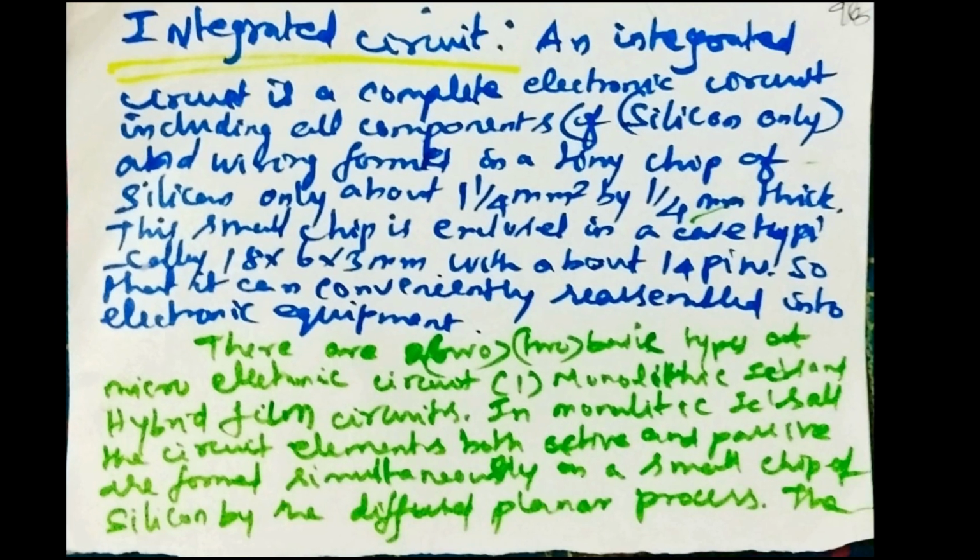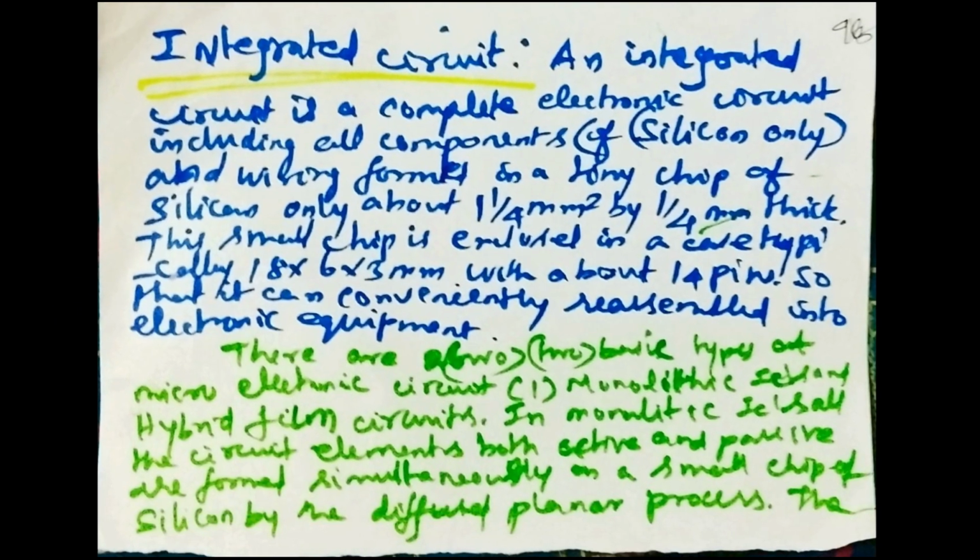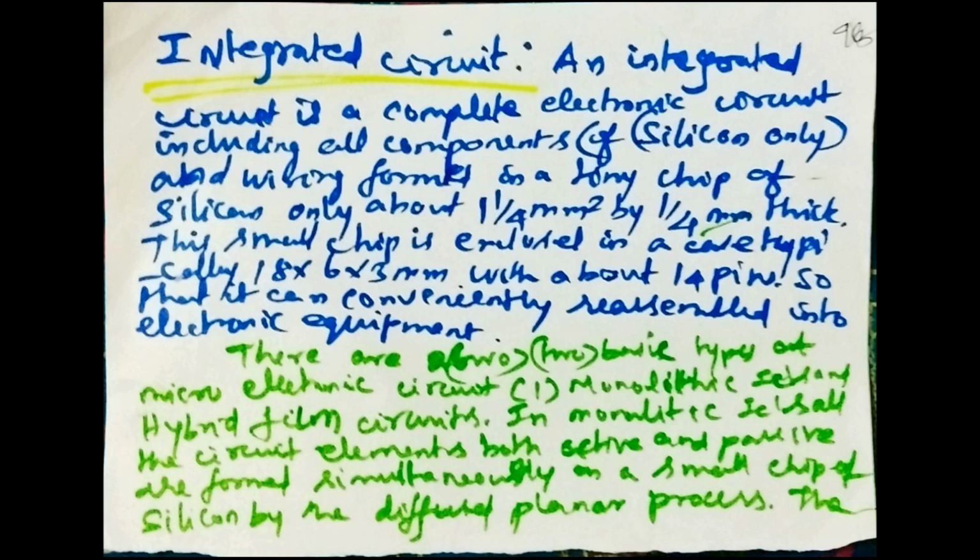Power electronics, integrated circuit. An integrated circuit is a complete electronic circuit including all components of silicon only and wiring formed in a tiny chip of silicon only about 1 by 4 millimeter squared by 1 by 4 millimeter thick. The small chip is enclosed in a case typically 18 by 6 by 3 mm with about 14 pins so that it can conveniently reassemble into electronic equipment.